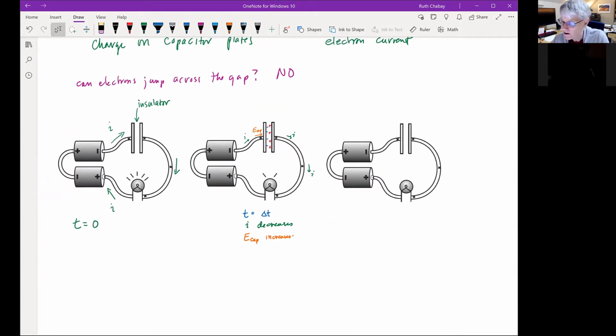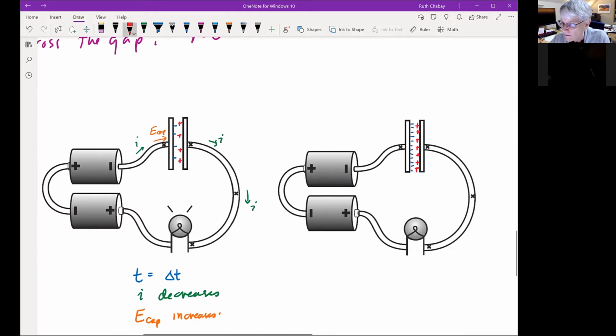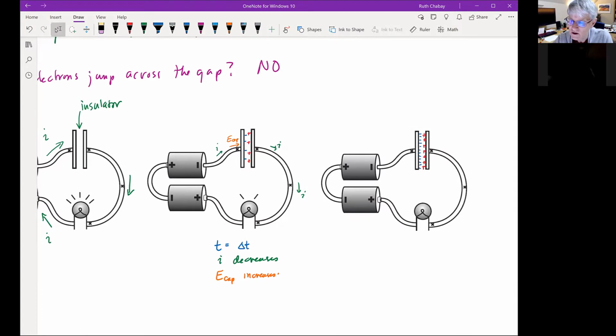And this keeps going until what? Well, it keeps going until we get to a situation where there's so much charge on the capacitor that now the net electric field in the wires is actually 0.